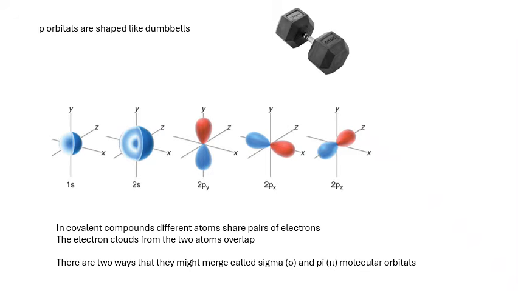Now, in covalent compounds, what happens is that atoms share pairs of electrons, and the clouds overlap. Okay? And there are two ways that they might overlap, that they might merge, and they are called sigma, and you see the Greek letter sigma, and pi. We know the letter pi, don't we? Sigma and pi molecular orbitals. So they are the two ways that the clouds might merge.